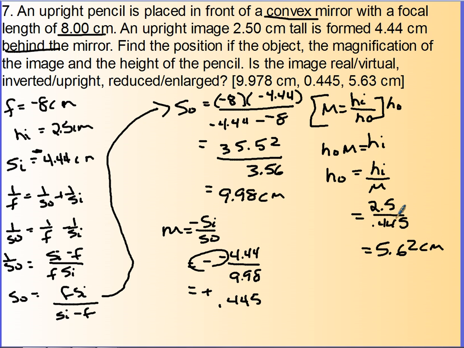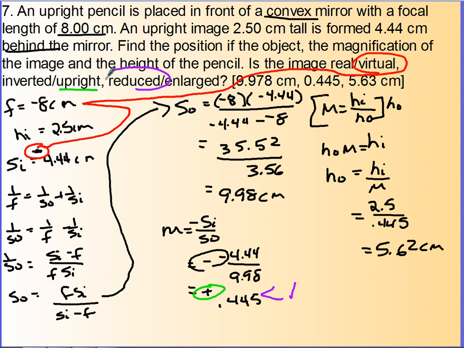All right, is it real or virtual? Let's see. My image distance is negative. That means it's virtual. My magnification is positive, so that means it's upright. Is it reduced or enlarged? Well, this is less than 1, which makes it reduced.